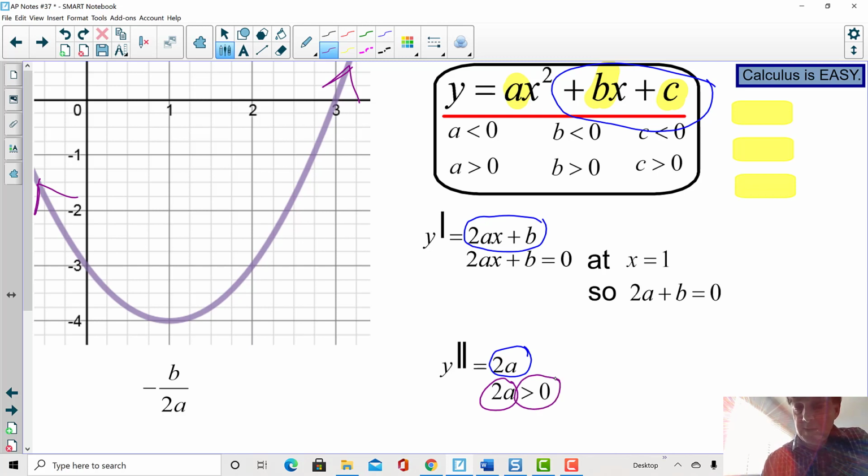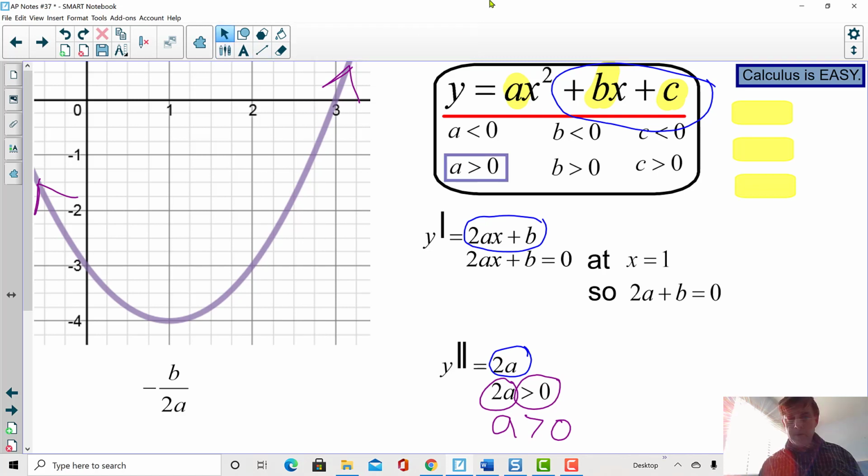And if we divide both sides by 2, we're going to get that a should be greater than 0. So we already have our first answer. Let's put a box around that. There we go. We know that a should be greater than 0.